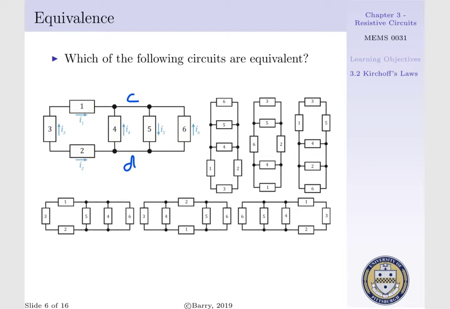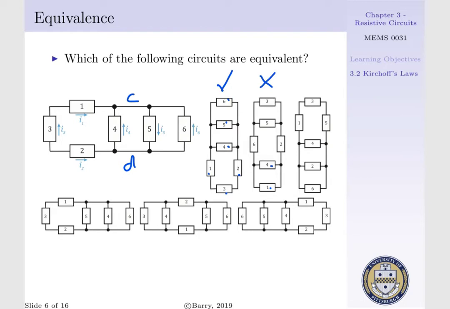Let's start with our circuit to the immediate right of our original. We have elements 1, 3, and 2 connected in a series fashion, which are connected in a parallel configuration to elements 4, 5, and 6. We can say these two are equivalent, even though the circuit on our right is drawn in a vertical fashion. Now let's proceed to the circuit to our immediate right. We have elements 1 and 4 connected in a parallel fashion. We do not have this in the original circuit, so immediately these two circuits are not equivalent.